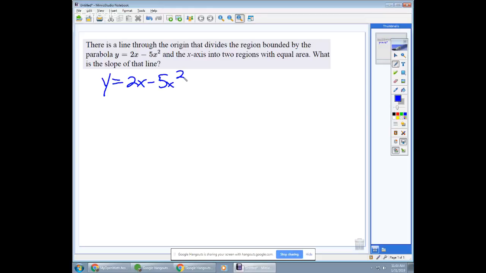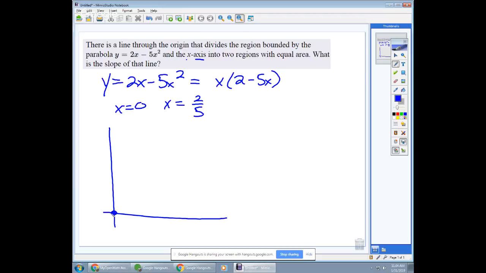Okay. So first thing is just to find the area that curve contains with respect to the x-axis, right? And that's not too bad. This factors as x times 2 minus 5x. So the zeros of this are x equals 0 and x equals 2/5. If I make a quick sketch of that, here's 0. Over here is 2/5. The axis of symmetry lives right in the middle, which would be at 1/5. And so this parabola does that.